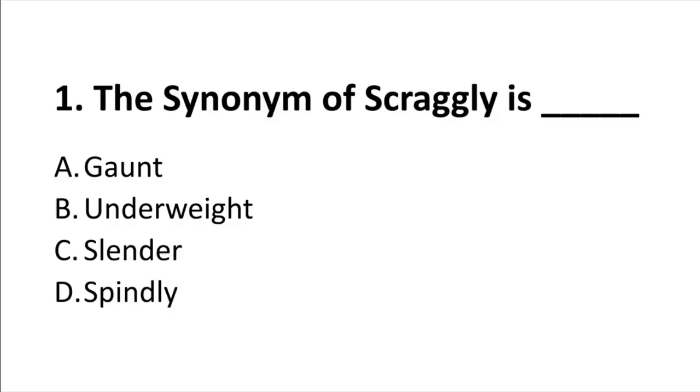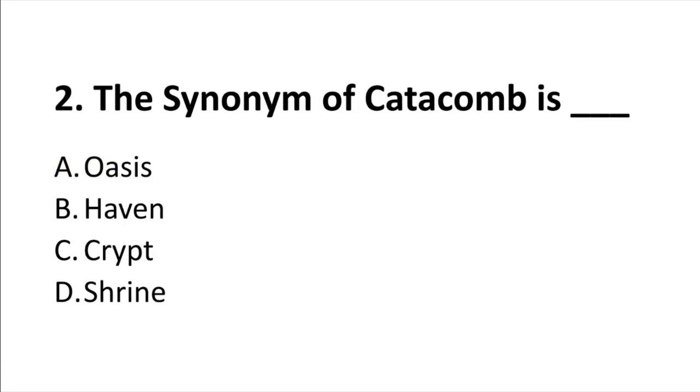MCQ number 1. The synonym of scraggly is option A, gaunt, option B, underweight, option C, slender, option D, spindly, and the correct option is option A, gaunt. MCQ number 2. The synonym of catacomb is option A, oasis, option B, heaven, option C, crypt, option D, shrine, and the correct option is option C, crypt.